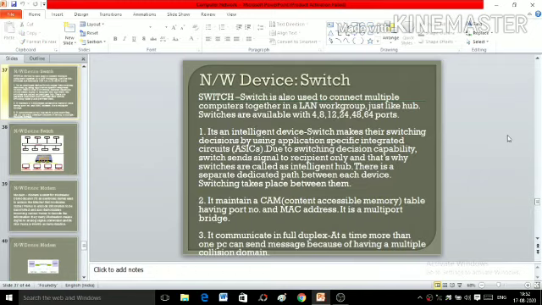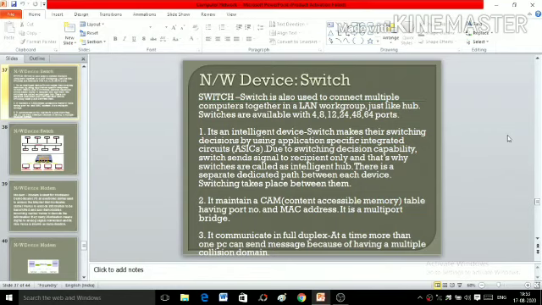Switches are also used to connect multiple computers together in a local area network, just like hubs and bridges. But switches are more intelligent than both hubs and bridges. Why are these switches known as intelligent devices? Because they send the signal received from the sender to the receiver only. There is a separate dedicated path between each device.